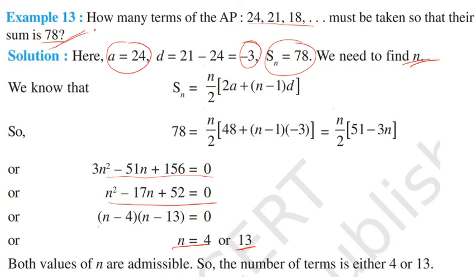So here, as you can see, the first four terms added will give you 78 and the first 13 terms added also will give you 78. Why? Because this arithmetic progression is a decreasing arithmetic progression. So for some terms it will be positive and after that the numbers will be negative.